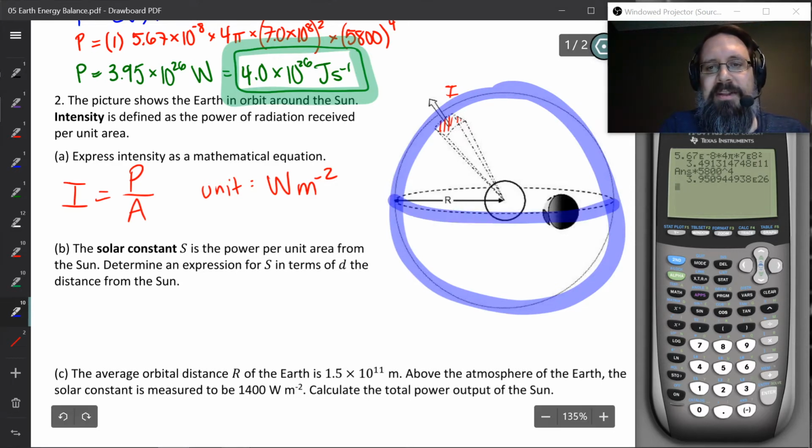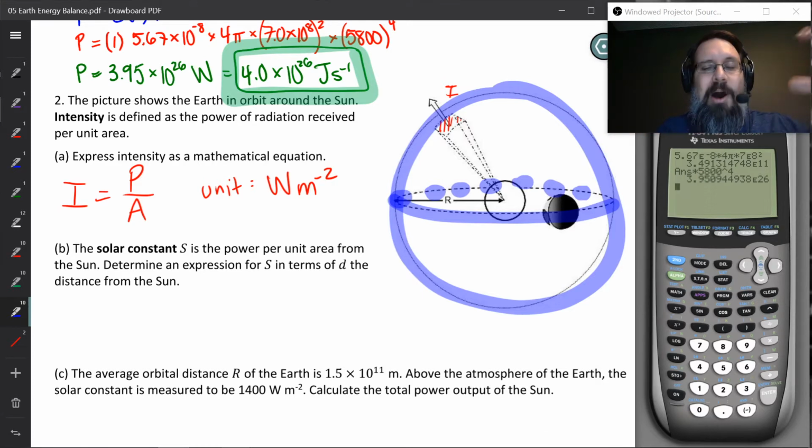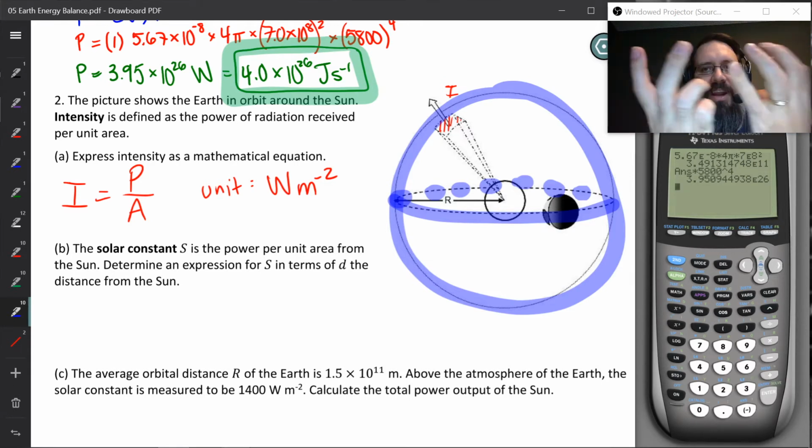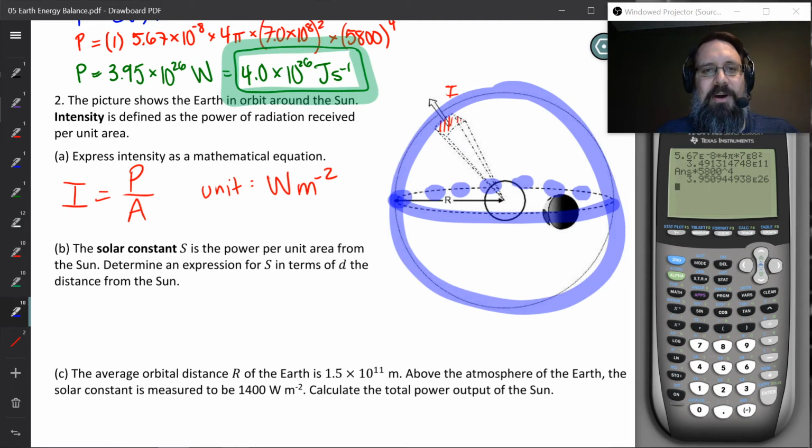This is a giant sphere that encompasses the Earth's orbit. Imagine the Earth is approximately going in a circle, and you take the circle of the Earth's orbit and you just spherize it. All that power, that 4 times 10 to the 26, is being spread out across this massive sphere, of which the Earth's orbit is a cross section about its center. I don't know what to call that.